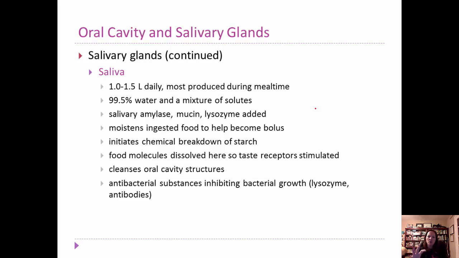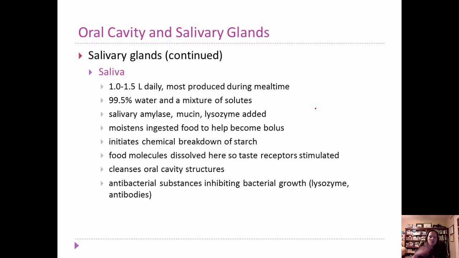Some of the main functions of saliva: of course, it moistens the food that we are ingesting. If you think about how hard it would be to chew food like bread when you don't have a lot of saliva, it would be really hard to break down food. Since we do have enzymes in here, this is where we are going to start chemical digestion.